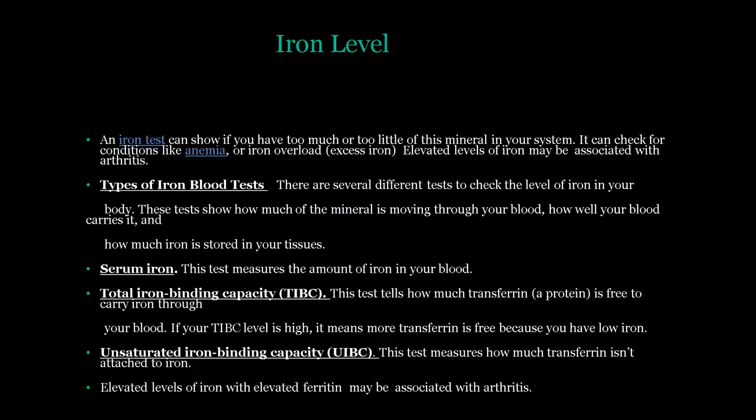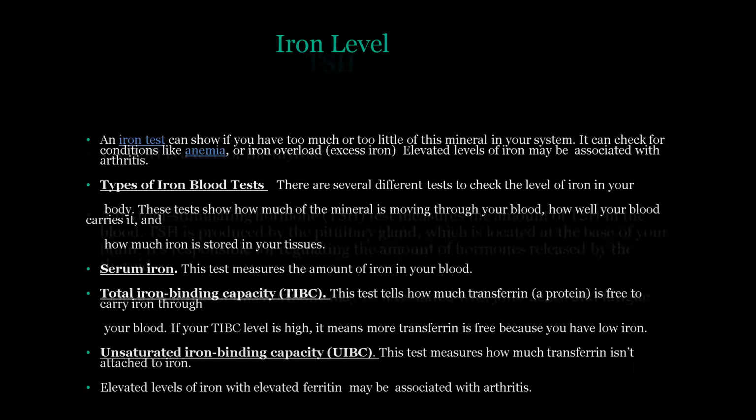The iron level. The iron level can show you if you have too much or too little of this mineral in your system. It can check for conditions such as anemia. There are 3 types of iron tests, which include the serum iron, which measures the amount of iron in your blood. Total iron binding capacity tells you how much transferrin, a protein, is free to carry iron through your blood. And unsaturated iron binding capacity, or UIBC, which measures how much transferrin isn't attached to the iron.